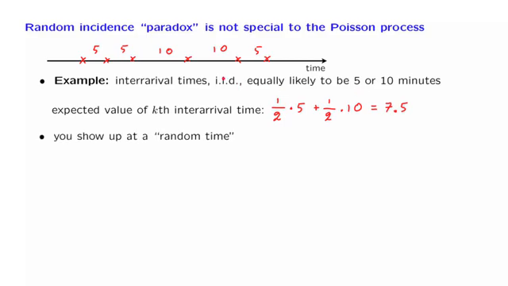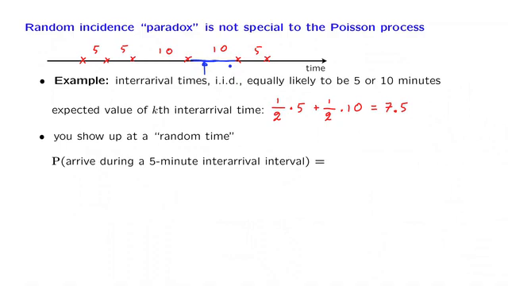Now you show up at a random time. And by random we mean a time that's completely uncoordinated with the arrival process. You show up at some point in time and you look at the inter-arrival interval in which you fall, and you're interested in the length of that particular inter-arrival interval. What is the probability that you fall inside a 5-minute inter-arrival interval?